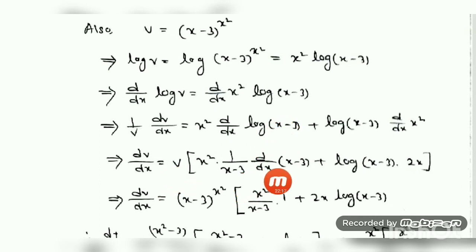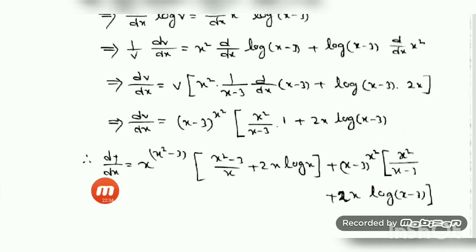Log of x minus 3 derivative is 1 by (x minus 3) d/dx of (x minus 3). Log of (x minus 3), direct derivative twice x. v value substitute, (x minus 3) to the power x square. This is x square by (x minus 3), and d/dx of this is 1 minus 0, that is 1. Twice x into log of (x minus 3). So I have got dv/dx and du/dx. I can write down the value of dy/dx.